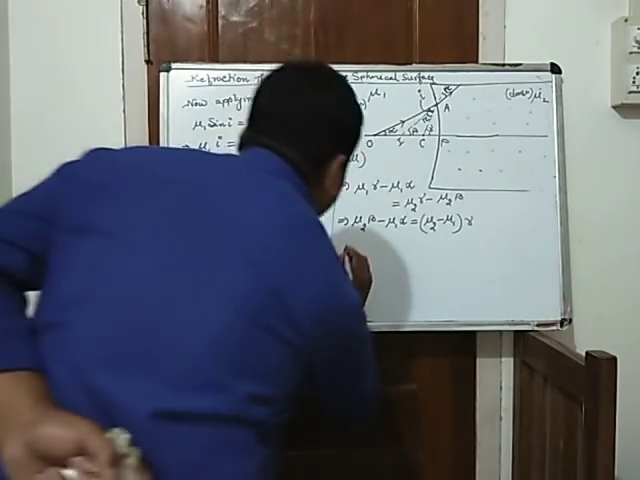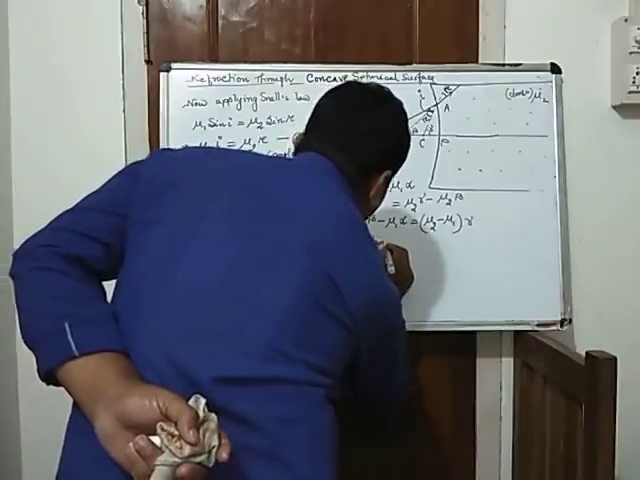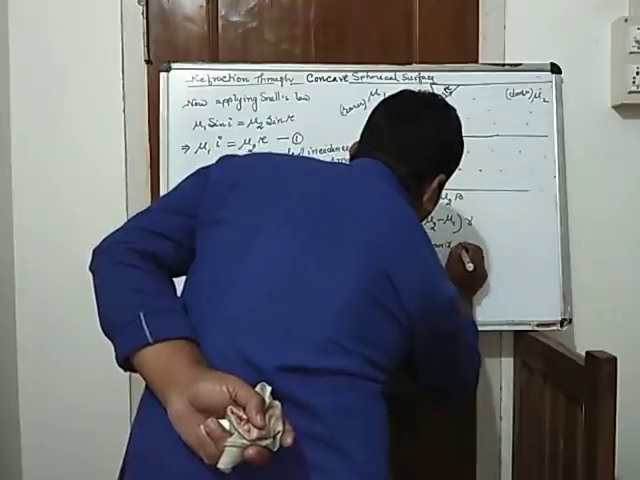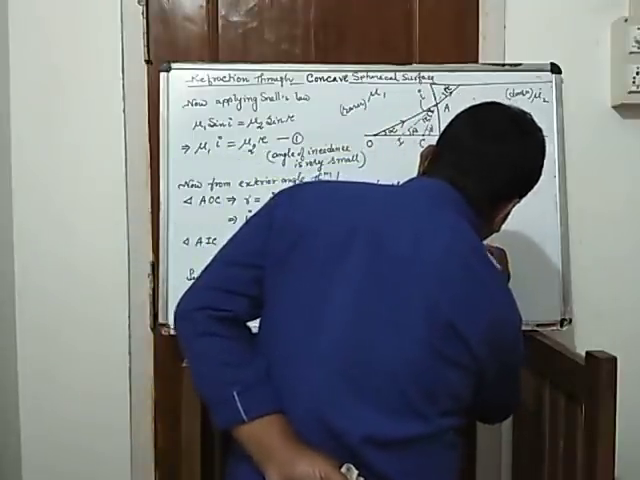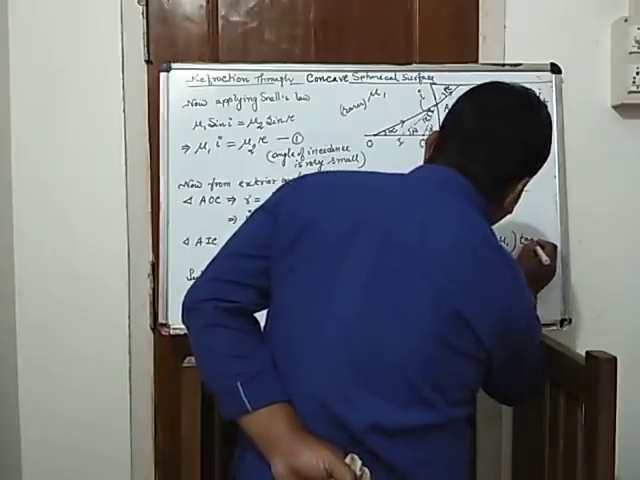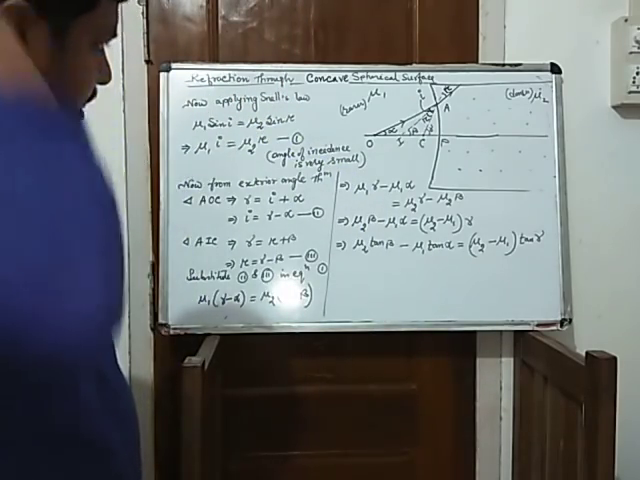Since the angles are small, we replace them with tan. Mu 2 tan beta minus mu 1 tan alpha equal to (mu 2 minus mu 1) tan gamma. Here we use tan beta.